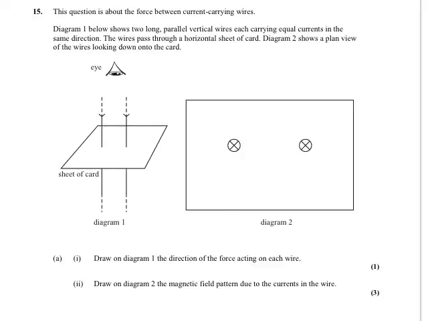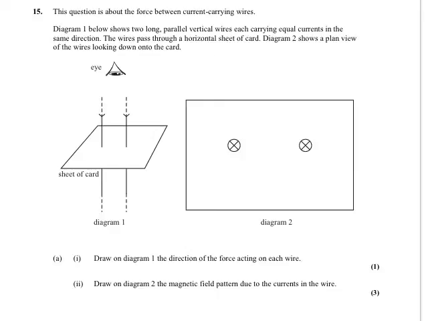Okay, this is getting a little bit repetitive, but it just goes to show just how common this question is. The diagram below shows two parallel vertical wires, each carrying equal currents in the same direction. The wires pass through a horizontal sheet of card, and diagram 2 shows you a plan view.